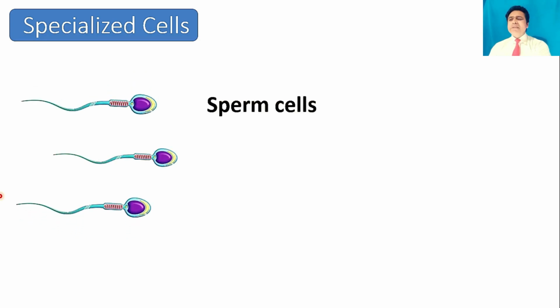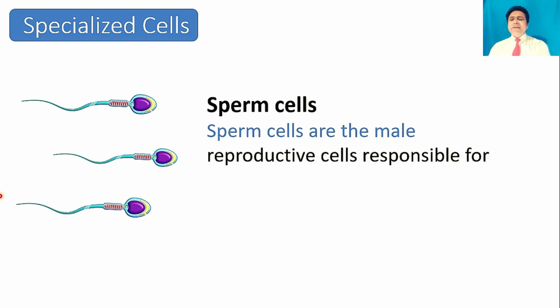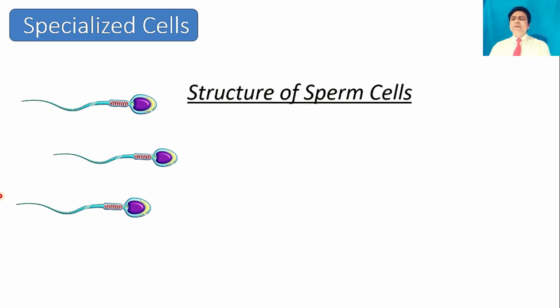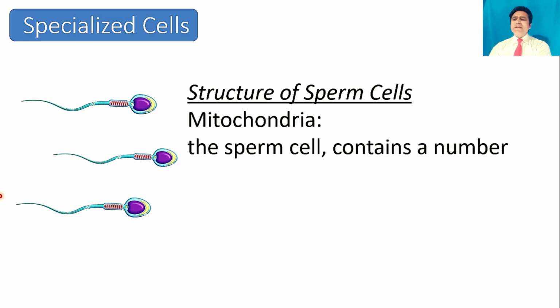These are sperm cells. Sperm cells are male reproductive cells responsible for fertilizing an egg cell during conception. Structure of sperm cell: mitochondria. The sperm cell contains a number of mitochondria. These are the mitochondria.